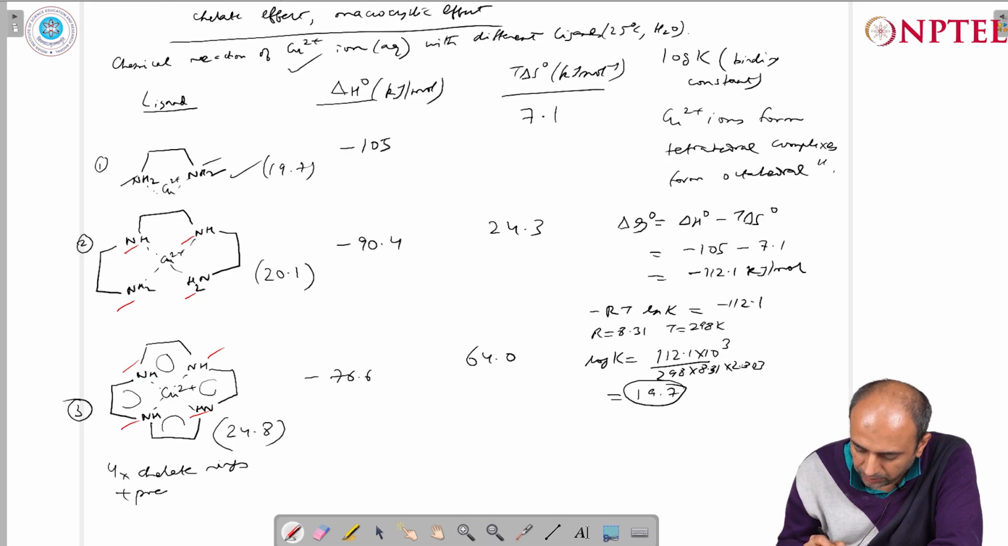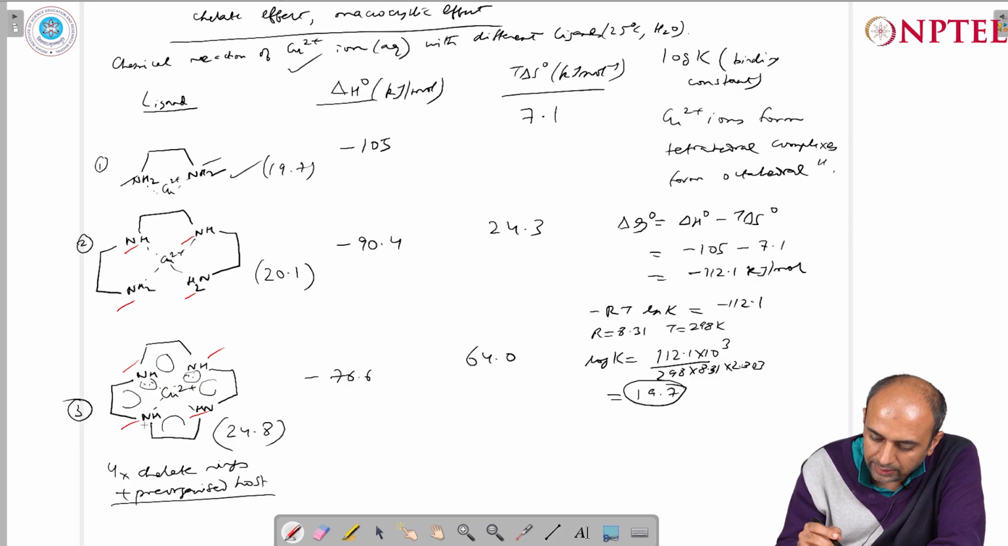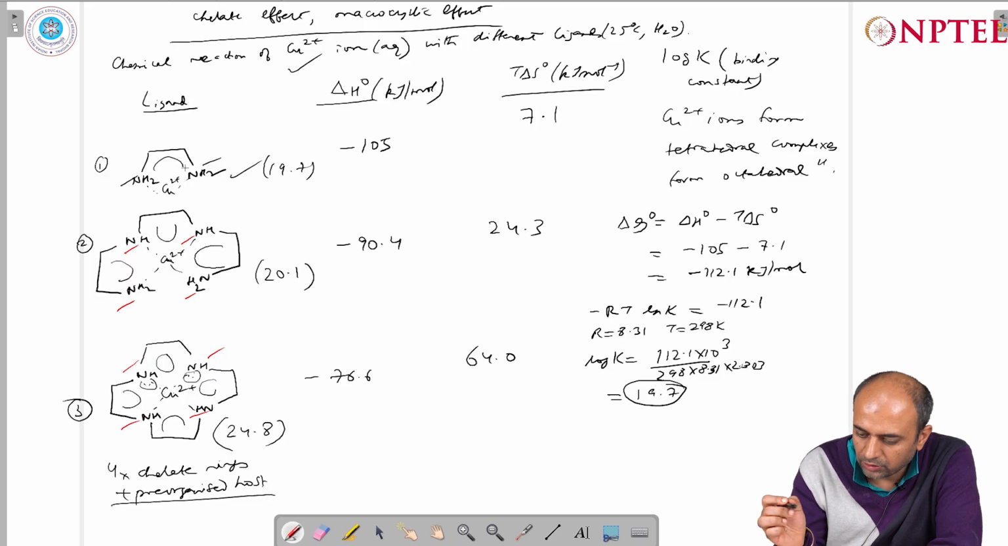plus you have a pre-organized host, which is having a very rigid and constrained geometry, and it also has the necessary converging sites. The nitrogen lone pairs, as we have discussed, are oriented towards the copper ion to form this particular arrangement with the copper complexes with the 4 nitrogen atoms. Contrary to that, in case of the second ligand, we do have the chelate effect, which is operational, coming from the 3 different rings, and in the first case we only have the chelate effect, which is operational.